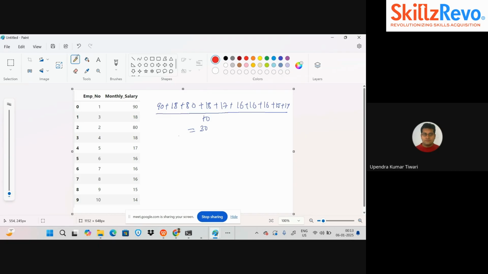Since the total data is 10, we have an even number of data points. Whenever we have an even number, the formula is the value at n by 2 plus the value at n by 2 plus 1, upon 2, where n is the total number of data points. And before calculating the median, we need to arrange the data in ascending order first. Then only will we find the median. This is the formula for an even number of data points, like our 10.